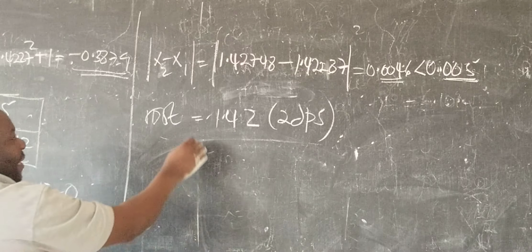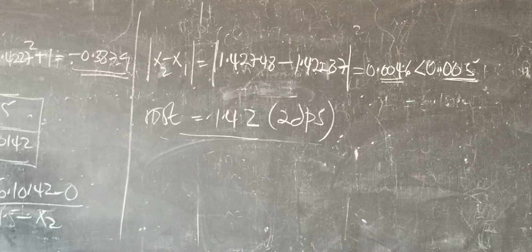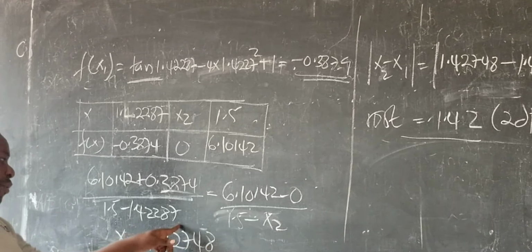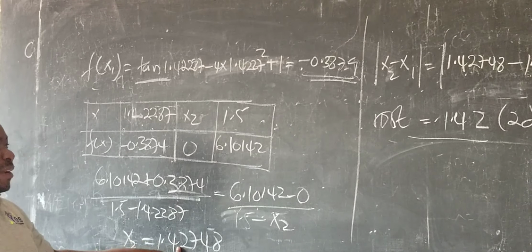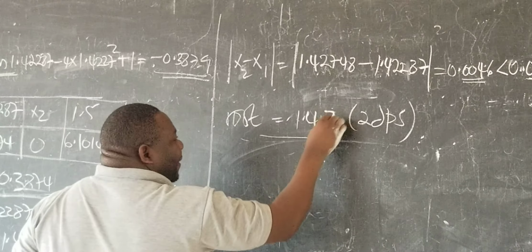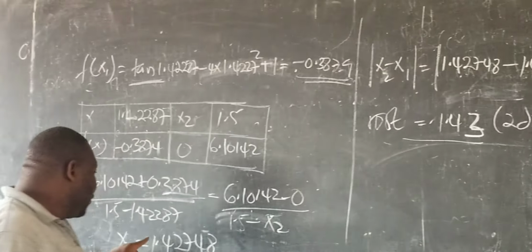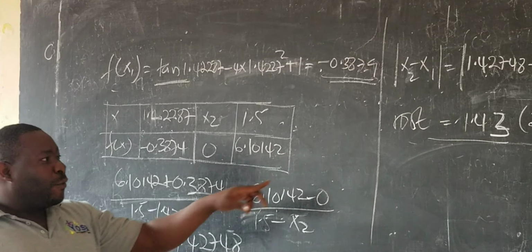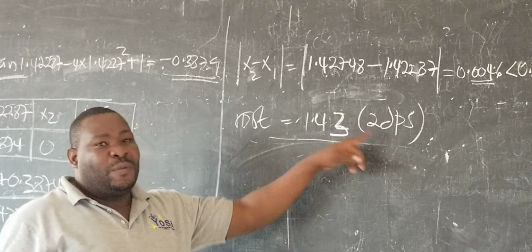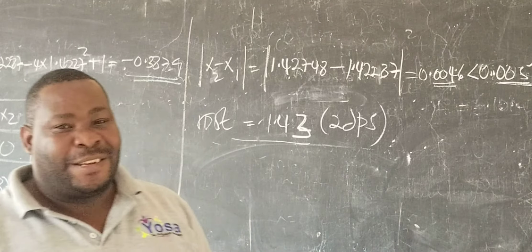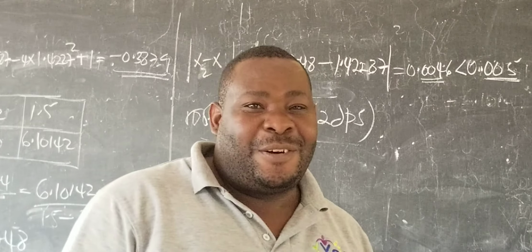Then you come and say our root, which was 1.427, we round it off because they want it to two decimal places. So this will be 1.43, because this is 1.427. You round it off, you get 1.43 to 2 decimal places. And that's how we use the linear interpolation to find the roots of the equation.